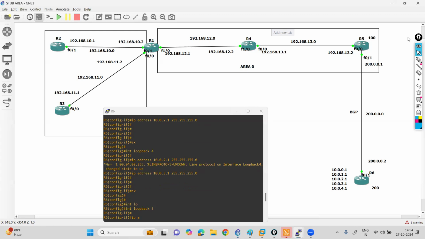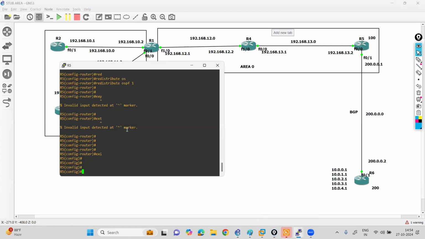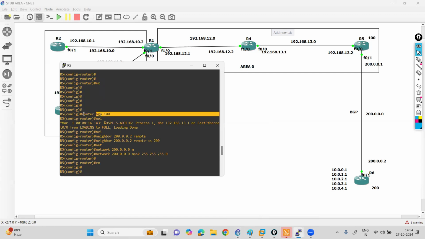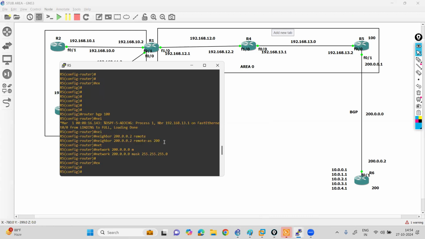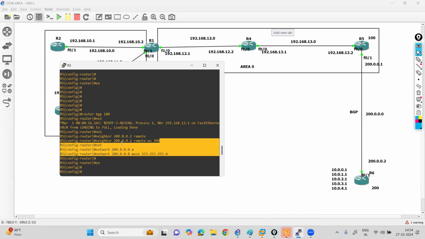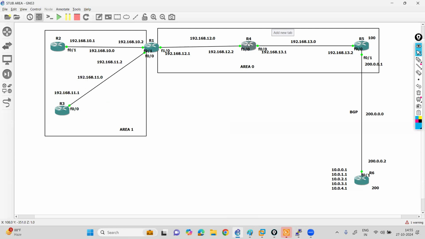Let's check on router number 5 for any configuration issue. Router BGP 100, and the network 200.0.0.2 remote AS 200. So everything is working perfectly. Let's check the redistribution process: redistribute OSPF 1 in BGP 100. Yes, that is perfect. Let me go to router number 4.